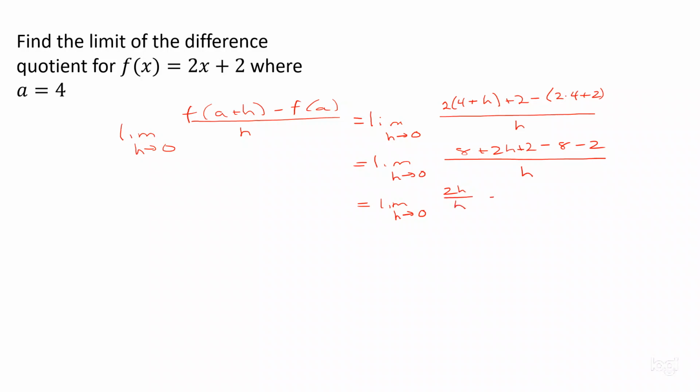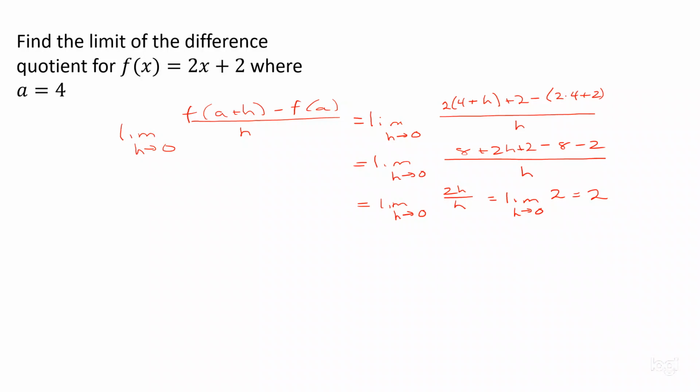And again, because h is never actually 0 when we're taking a limit, it's close to 0, but it's not exactly 0, we can divide out by h. Limit as h goes to 0 of 2, and the h is canceled, so we just end up with a 2, and we're taking the limit of a constant, so that's 2.